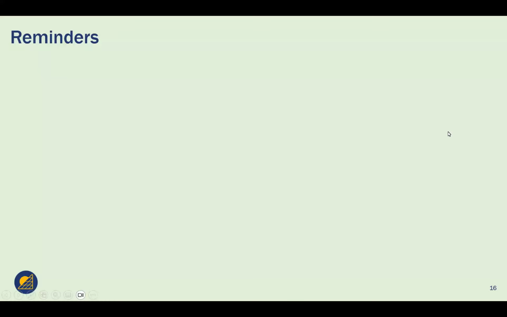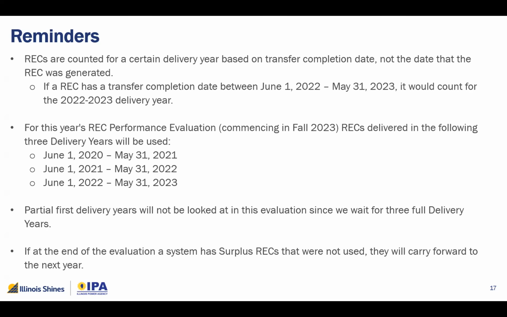All right, finally moving into some reminders. RECs are counted for a certain delivery year based on the transfer completion date, not the date that the REC was generated. So if a REC has a transfer completion date between June 1st, 2022 and May 31st, 2023, it would count for the 22 to 23 delivery year. For this year's REC performance evaluation, commencing in fall 2023, after the close of the 2023 annual report, RECs delivered in the following 3 delivery years will be used. So again, the delivery years are June 1st through May 31st.